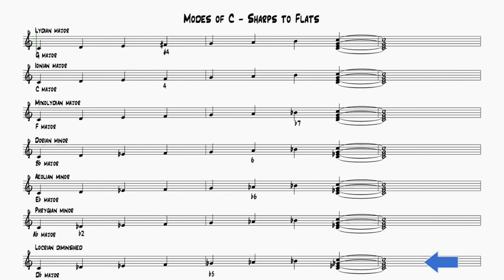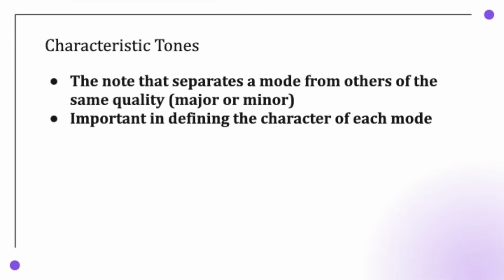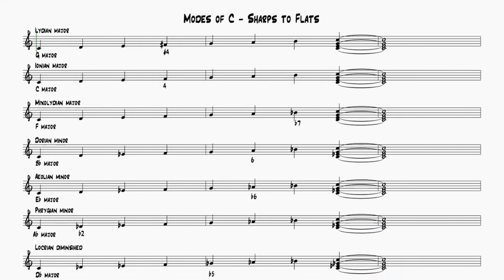This system of mode organization does a few things for us. Firstly, it very clearly demonstrates what the characteristic notes are of each mode. Characteristic notes define the sound of a mode as it compares to its closest companions in quality.